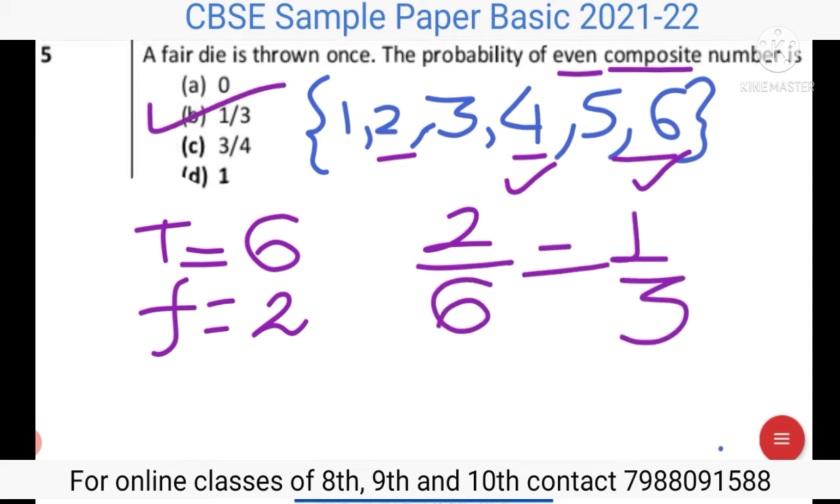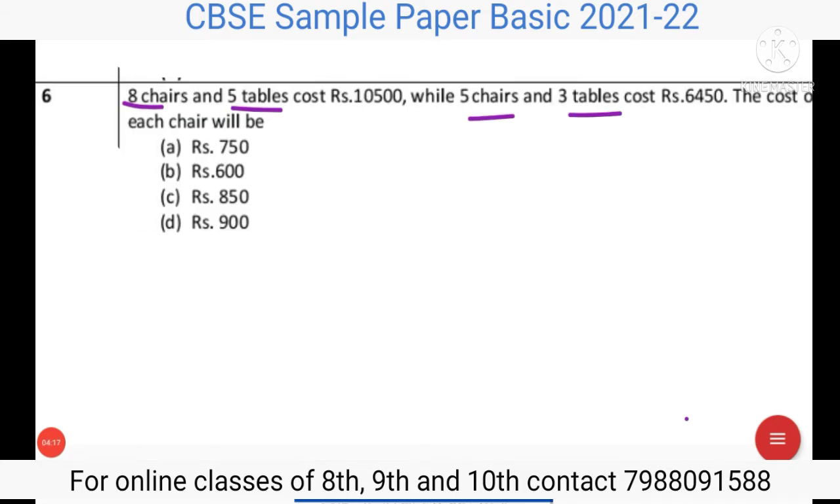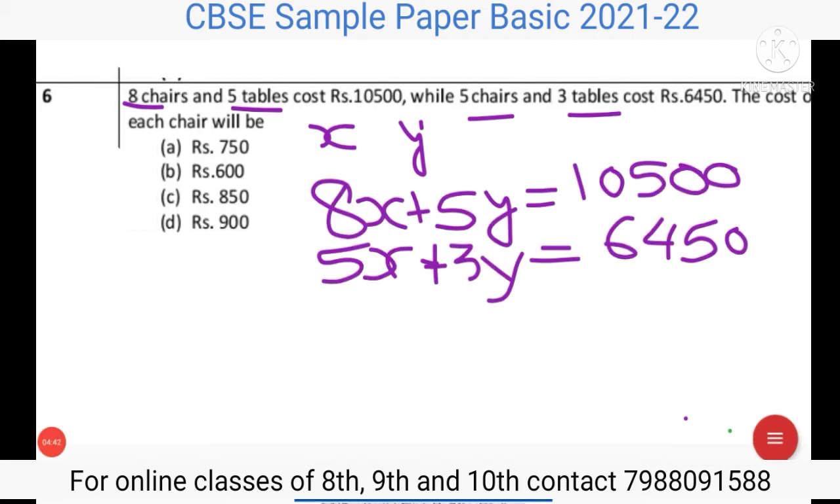In question number 6, we are given cost of 8 chairs and 5 tables to be 10,500 and 5 chairs and 3 tables to be 6,450, and we are to find out cost of each chair. So clearly let cost of a chair is rupees x and cost of a table is rupees y. We don't need to write it completely. Let's get to the equation straight away. 8x plus 5y is equal to 10500 and 5x plus 3y is equal to 6450.